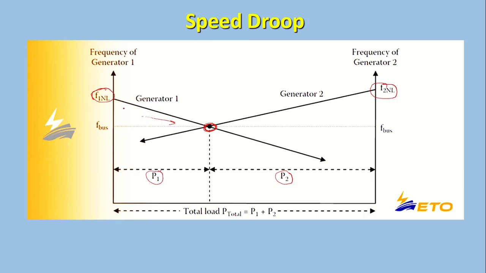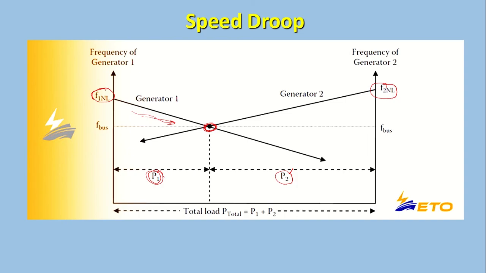Here you can see the number one generator load is less and the number two generator load is more. From this diagram we can clearly understand that the number one generator droop is more. That's why the number one generator load is also less. The number two generator droop is less. That's why the number two generator takes more load. So for parallel operation, the two generator droops must be the same.